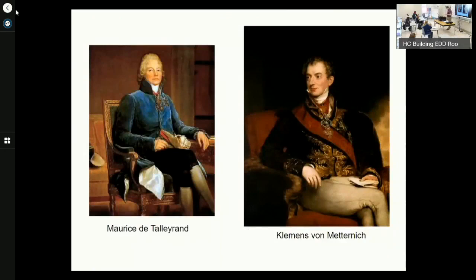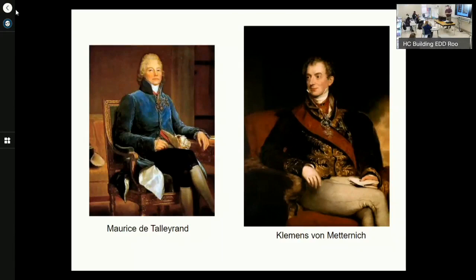And the unofficial head of the Congress of Vienna was the fellow that you see on the right, Clemens von Metternich. He was the Austrian representative. And I will remind you that the Austrian Empire is very multicultural. There's all these different flavors of people that live in the Austrian Empire. There's Austrians, there's Hungarians, there's Czechs, there's Slovaks, there's this, there's that. All ruled from Vienna by the Habsburgs.